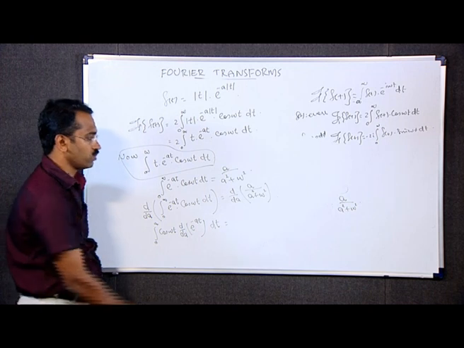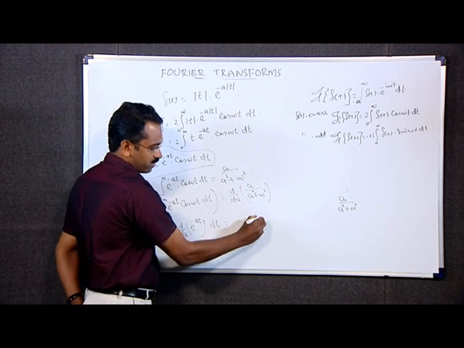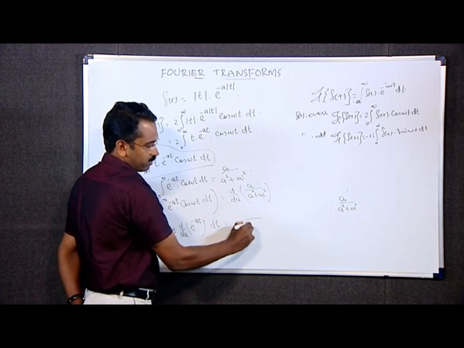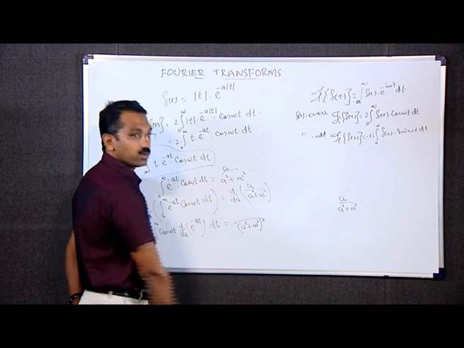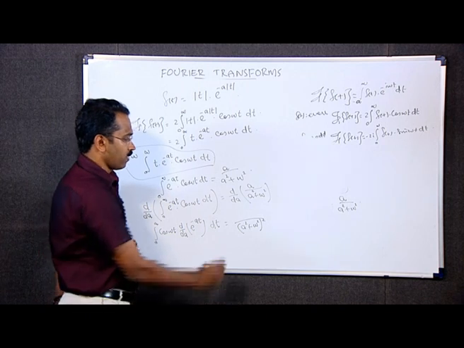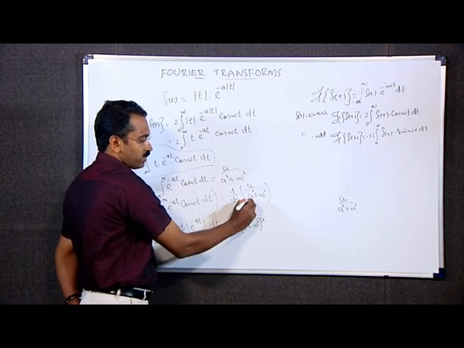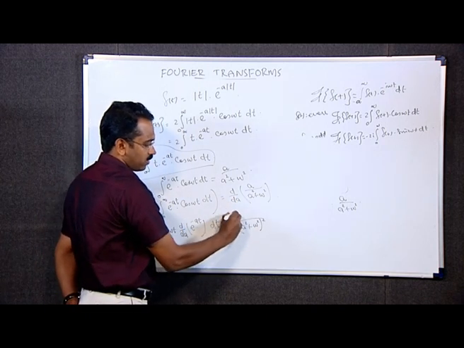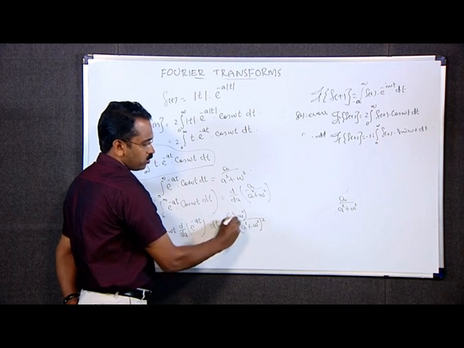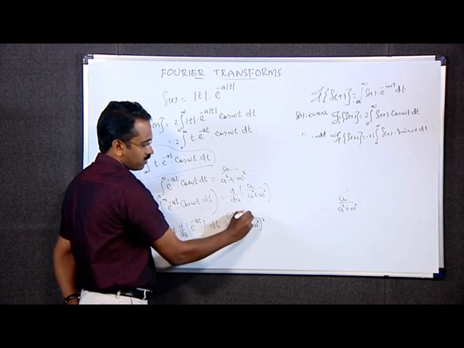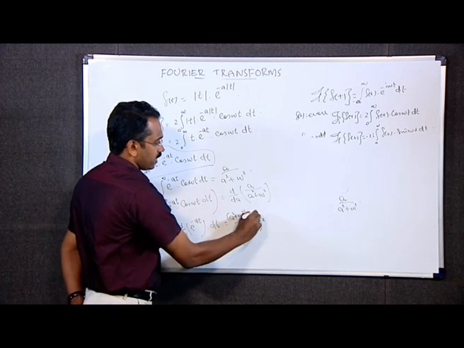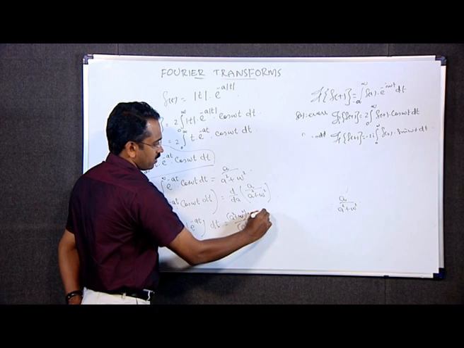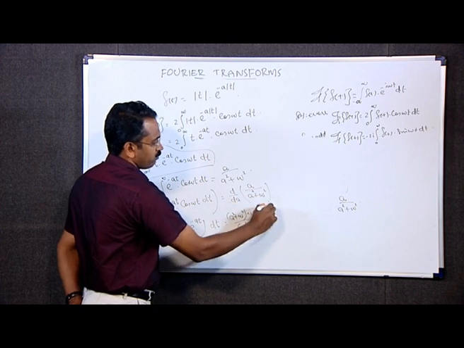This is equal to, here the derivative has in the denominator (a square plus omega square) the whole square, and in the numerator (a square plus omega square) into the derivative of a, which is 1, minus a into the derivative of a square, which is 2a.